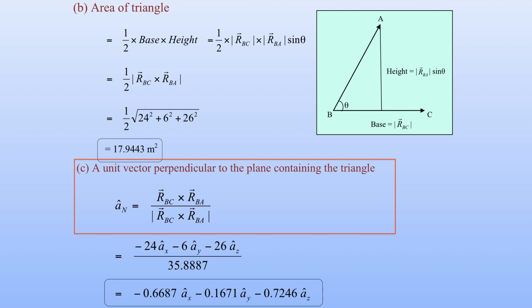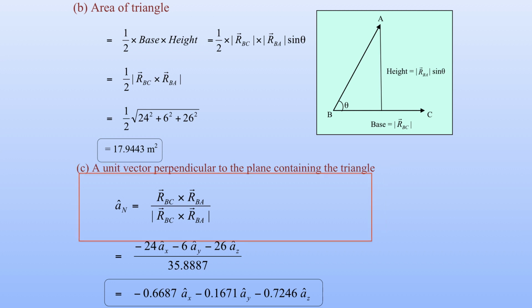Next we evaluate a unit vector perpendicular to the plane containing the triangle as simply cross product vector divided by the magnitude of cross product. So we substitute in the numerator as minus 24 AX cap minus 6 AY cap minus 26 AZ cap divided by its magnitude, and try to simplify it. Finally, to obtain the unit vector as minus 0.6687 AX cap minus 0.1671 AY cap minus 0.7246 AZ cap. So this way we learn how to apply the cross product in evaluating the area of triangle and obtaining a unit vector perpendicular to the plane.